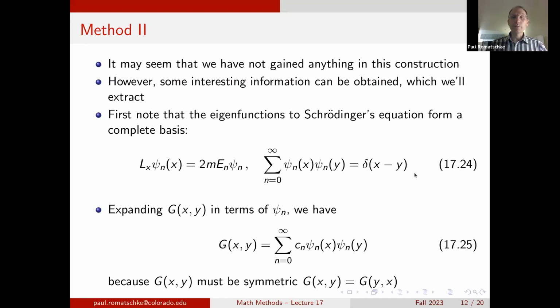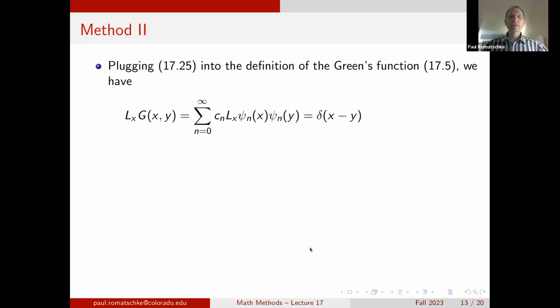Since the psi n's are complete, we can expand g of x and y in terms of these. And because g of x and y must be symmetric, we have to have the following expansion: g of x and y as a sum over all n, with this combination psi n of x, psi n of y, with unknown coefficients c n. We can fix these coefficients c n as follows.